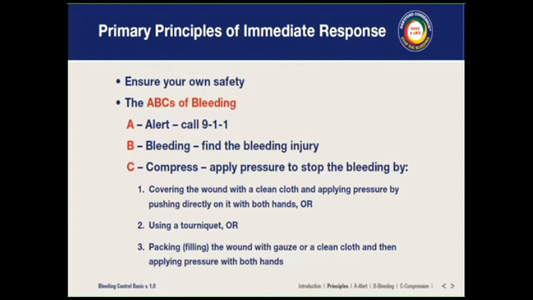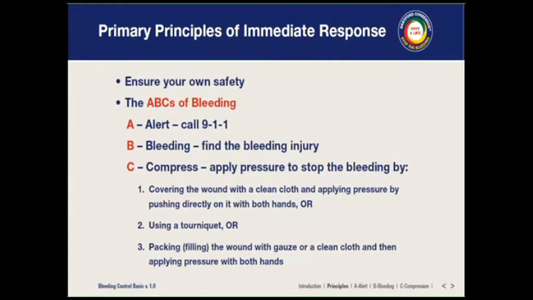We sort of talk about the primary principles of immediate response as an overview, similar to the airplane videos where they say apply your mask to yourself before helping others. Ensuring your own safety is of paramount importance. While these are fairly fluid situations, potentially, you can be safe and provide help, assuming, again, that there's no immediate threat.